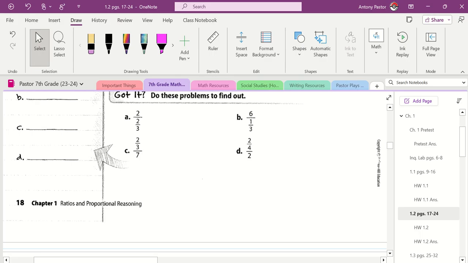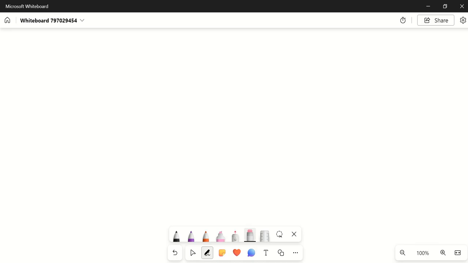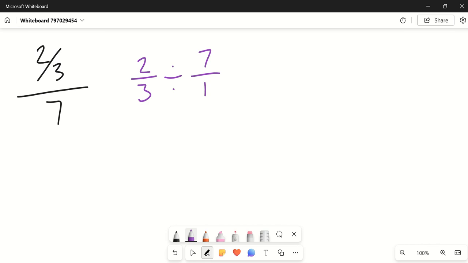All right, let's do C and D, and then we're going to look further into the lesson. 2/3 divided by 7 now. So it's 2/3/7. Same thing as saying 2/3 divided by 7, and I'm going to put 7/1 because, again, we have to deal with fractions when we're doing this. Straight down, shake it up, flip it around. And I almost flipped that around the wrong way.